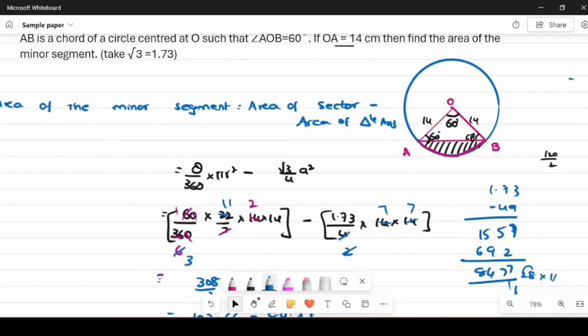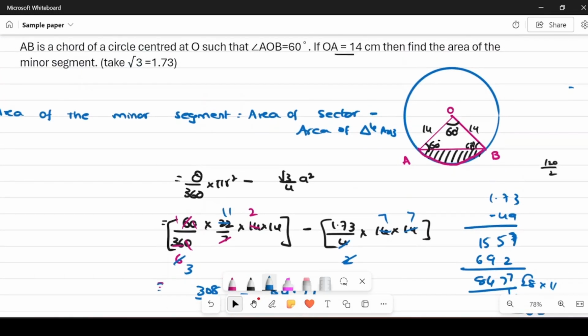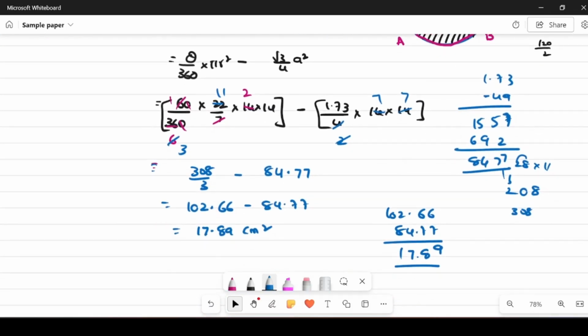So we just need to know that the area of this segment is the area of the total sector AOB minus the area of this triangle. Then we get our required area. We need to know the formula for the area of the sector and the formula for the area of the triangle. Since the center angle is 60 degrees and OA and OB are radii, the base angles also have to be equal, so it has become an equilateral triangle. The area of an equilateral triangle is root 3 by 4 a square. We just substitute all the values and simplify, and we get 17.89 square centimeters.